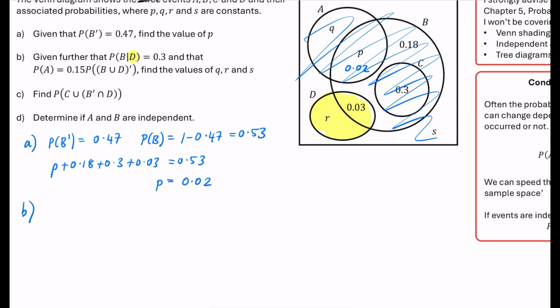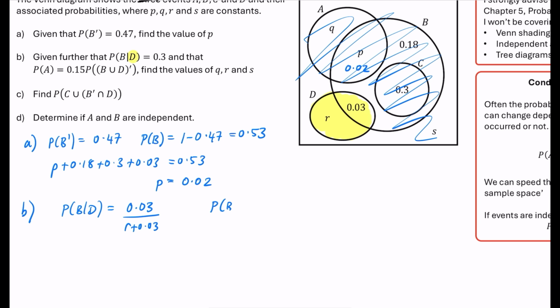So if I was going to look at that restricted sample space, I would say, what is the probability of B happening out of this whole section? Well, the probability of B given D would just be 0.03 for B, out of the probability of that whole space. It would usually be 1, wouldn't it? But it's not going to be 1 in this case, it's going to be R plus 0.03. So that's from the restricted sample space.